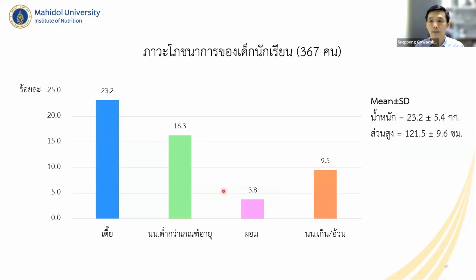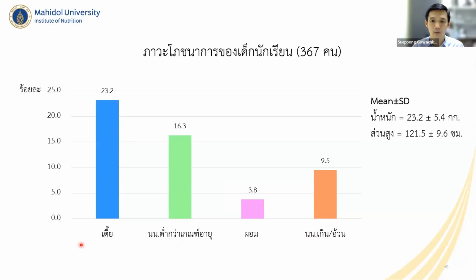And the other problem, which is not only an issue in Lao PDR, but also in Thailand, we have 9.5% of students who are obese. So this is the problem that I would like to show related to nutrition among children. Again, this is only for these children from this school. It's not representative of the entire country. And the mean SD for the weight is about 23.2 kilogram, and the height is about 121 centimeters.